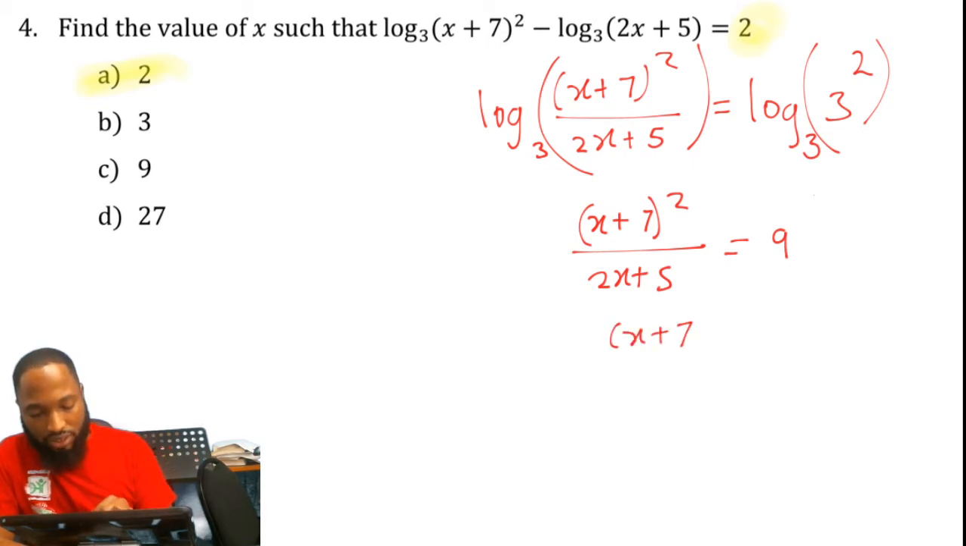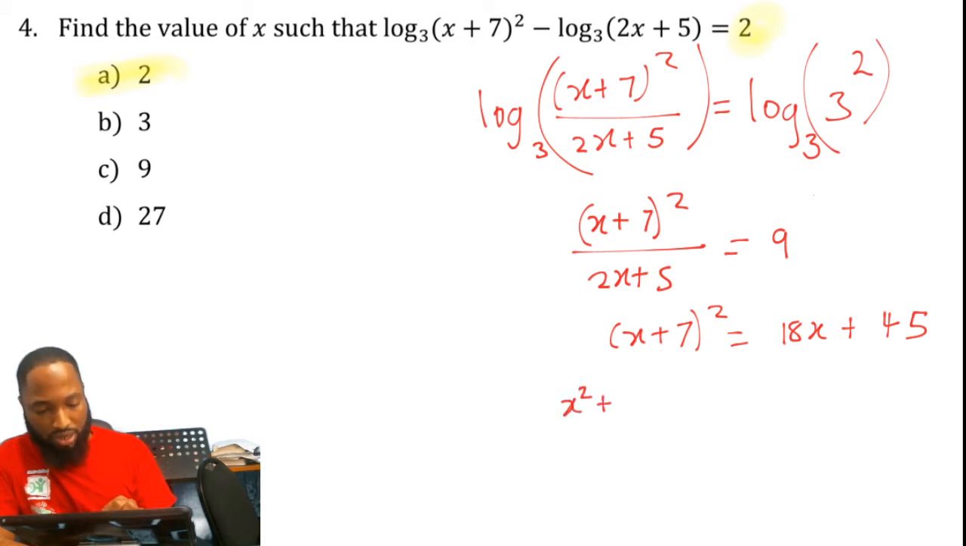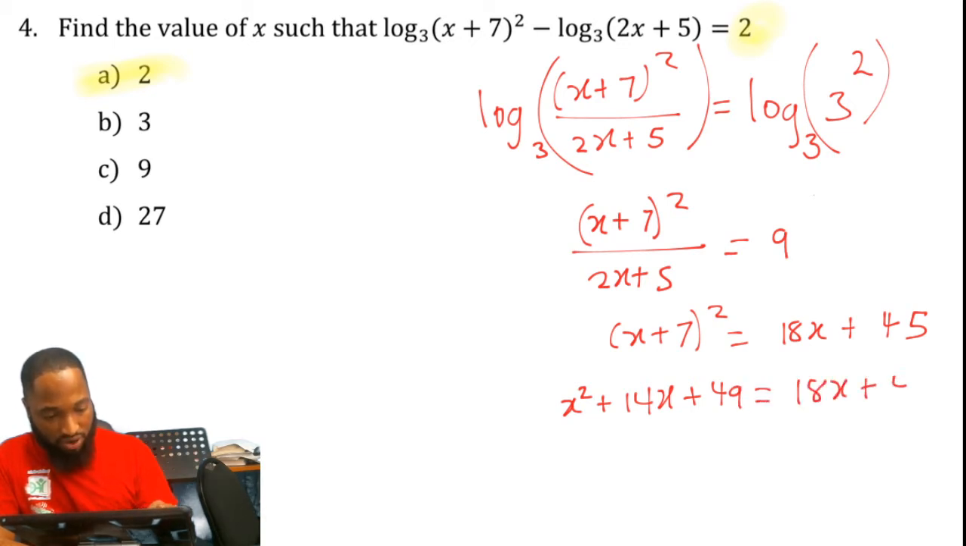(x plus 7) squared is equal to 9 times (2x plus 5). So I'm just taking this and multiplying by this one time. You see how ridiculous this question is? 9 by 5 is 45. And I square up this and I get x squared plus what? 2 by x by 7 is 14x, plus 7 by 7 is 49. So again, 18x plus 45. Was it really 18x? Let me just make sure. 9 times 2 is 18, 7 times 2 is 14.